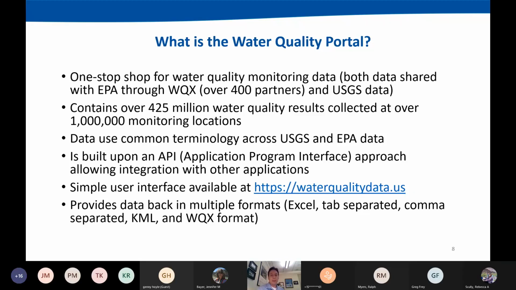It's built upon this concept of an application program interface, so that allows you to integrate it with any other application. There is a pretty simple interface available at that URL, waterqualitydata.us. And it provides data in all kinds of different formats, including Excel, tab separated, comma separated, KML, and then there's the raw WQX format, which not very many people use, but it is available if you want to use it.